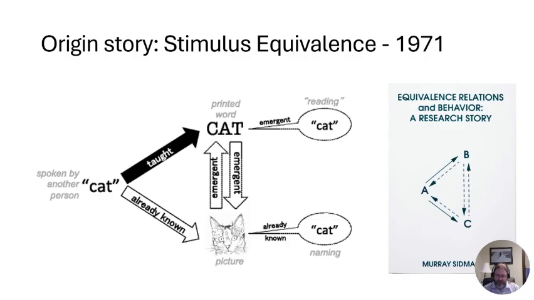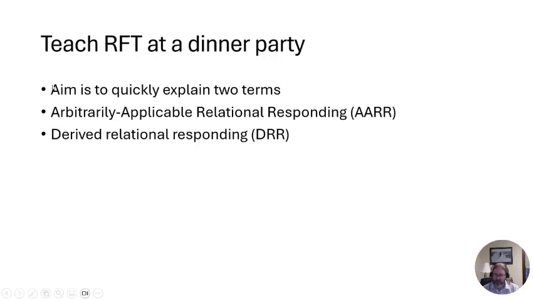It was the subject of ongoing research, and there was a lot of basic research done in the 70s and into the 80s. And then when Steve Hayes heard about it, basically he put his spin on it, saying that this could be considered a form of operant behavior. And that is how we got to the birth of RFT. So if we're teaching RFT at a dinner party, what we want to do is quickly have people understand two key terms. One is AARR, arbitrarily applicable relational responding, and the other term is derived relational responding.